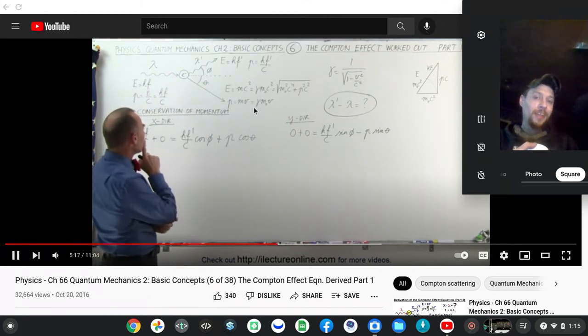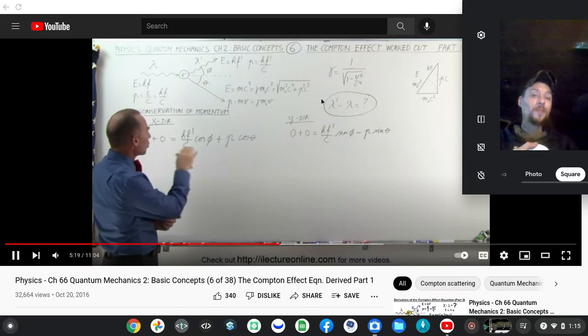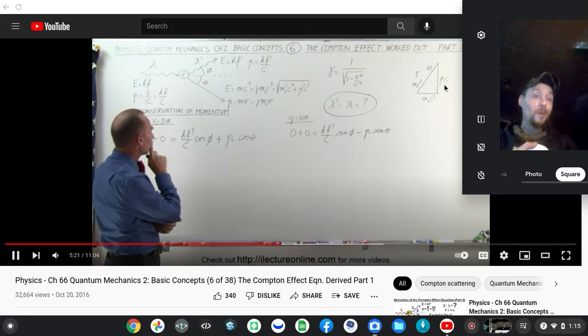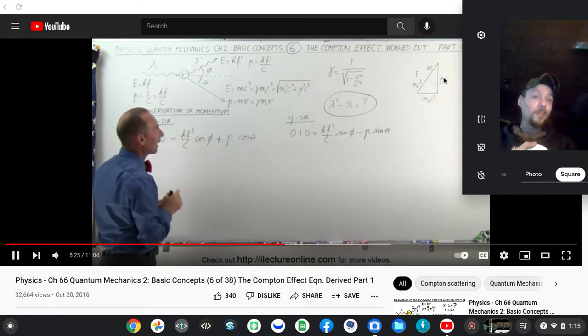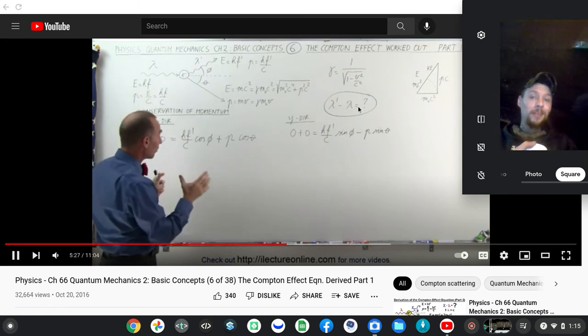The next thing we're going to do is multiply both equations by c, because one over c, we're going to get rid of that. And we're going to square both equations.